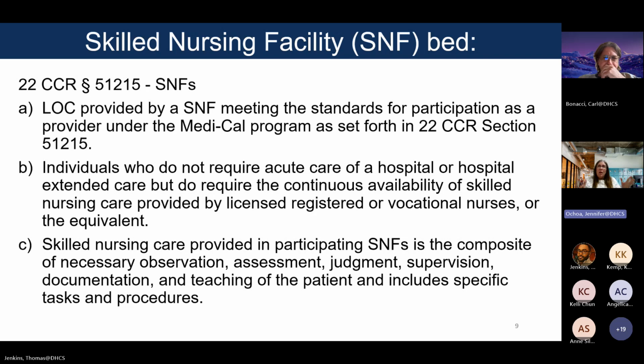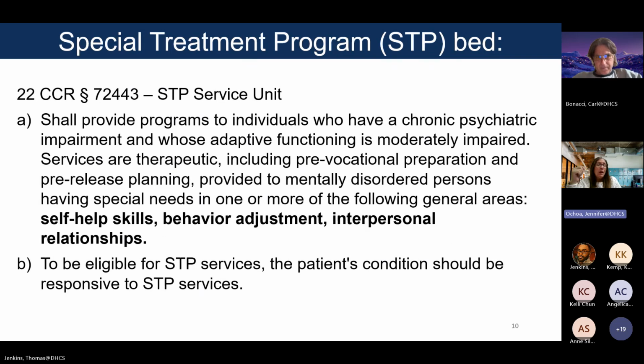So a lot of times from the general acute hospitals, we're referring for that ongoing need of ongoing medical interventions like mentioned here. Go ahead and go to the next slide. So the other type of bed, or other facility, that we also identify here, per 22 CCR 72443, is an STP service unit.